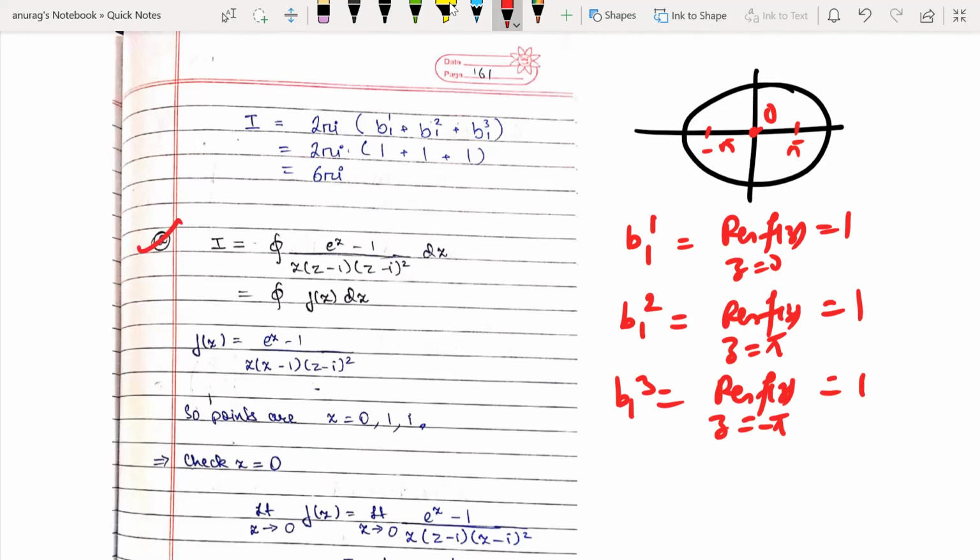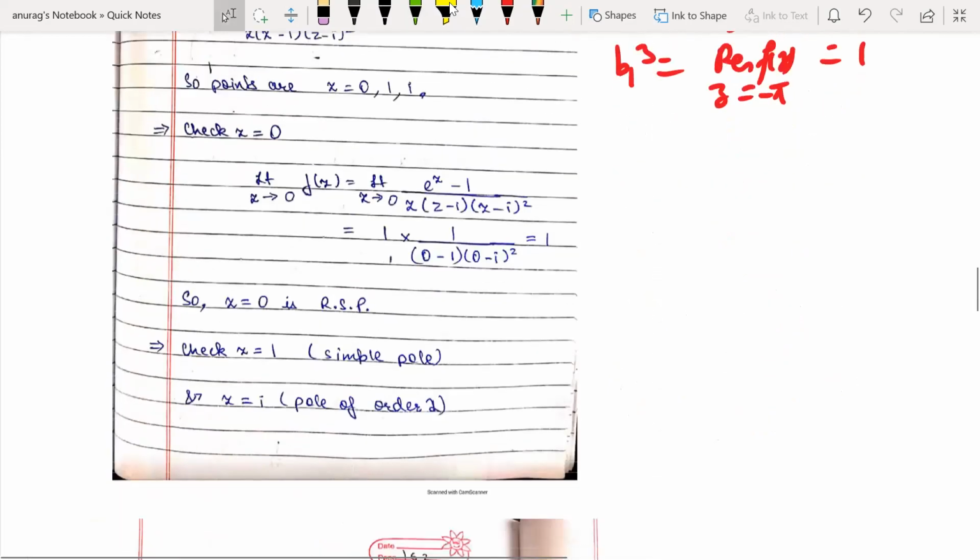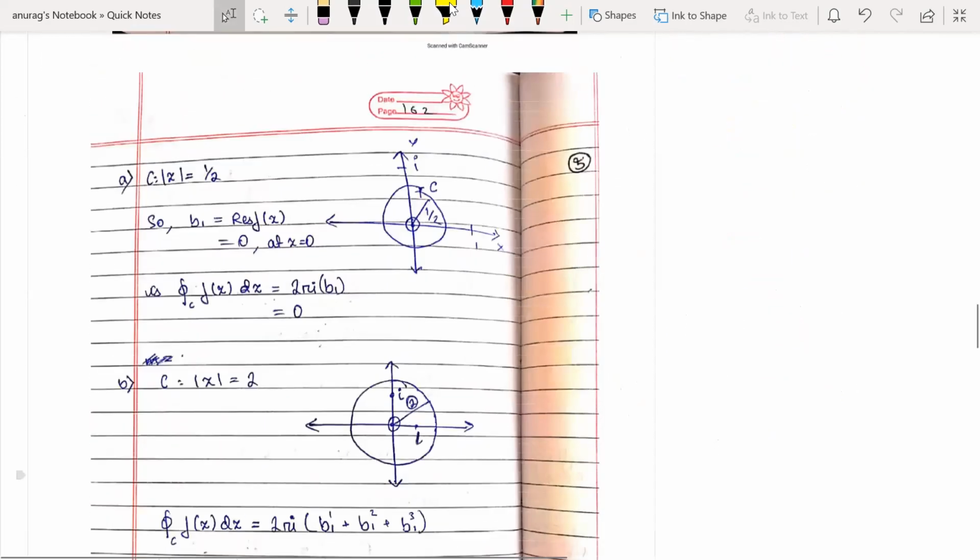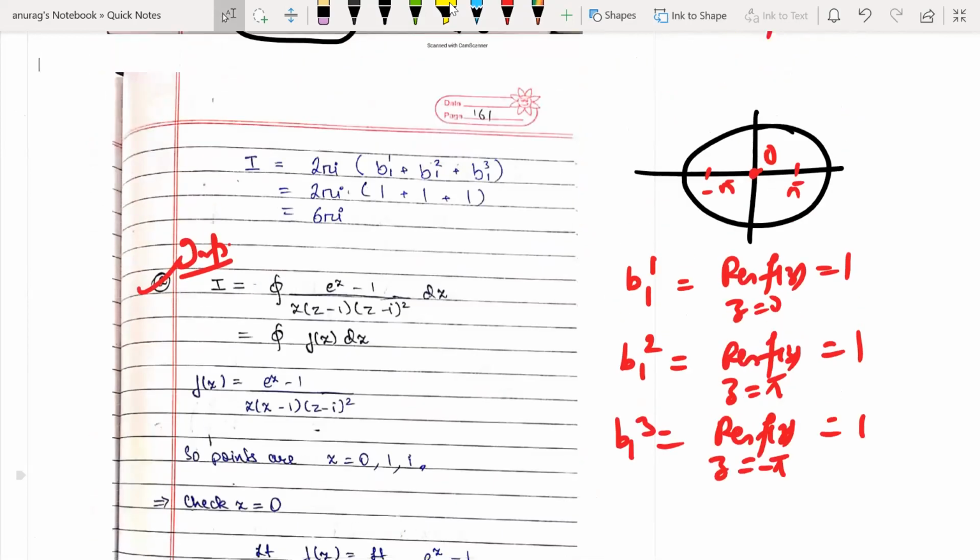So the next question is an important question and asked in many exams. Integrate e to the power z minus 1 upon z, (z minus 1), (z minus i) whole square dz, and this is your f(z). Here I am taking two cases actually. In the first case, I am taking mod z equal to 1 by 2, and in the second case, I am taking mod z equal to 2.